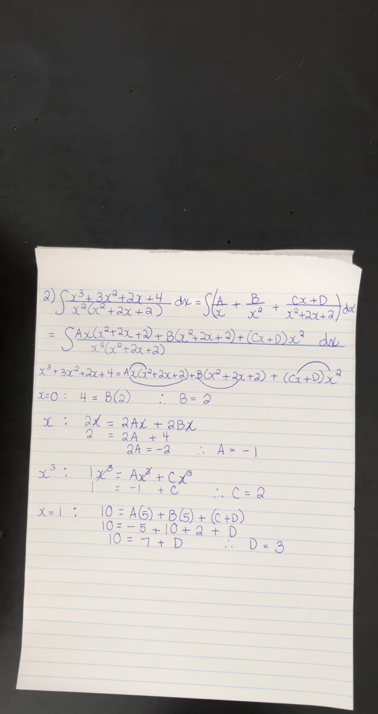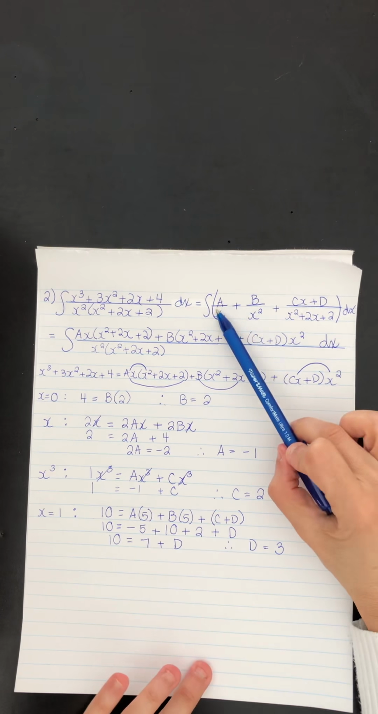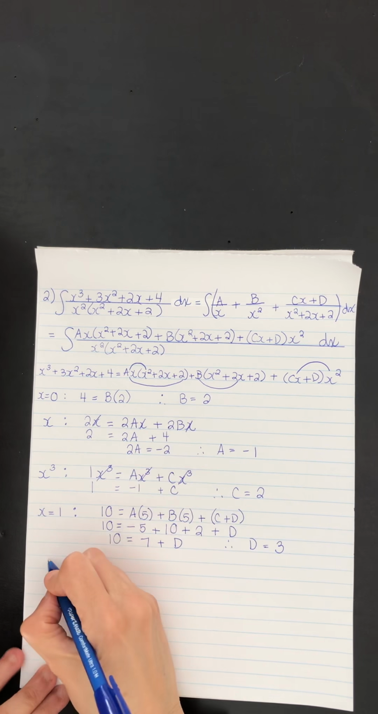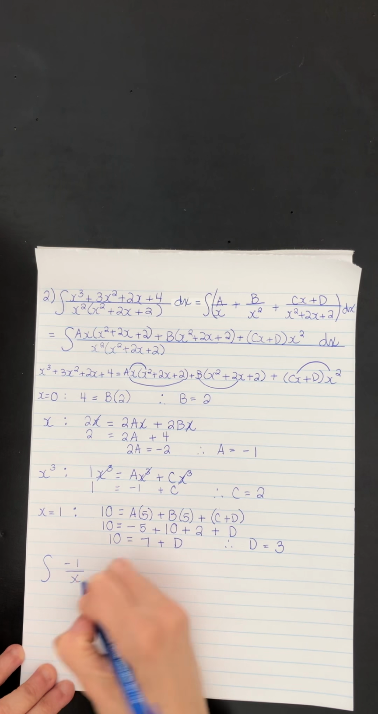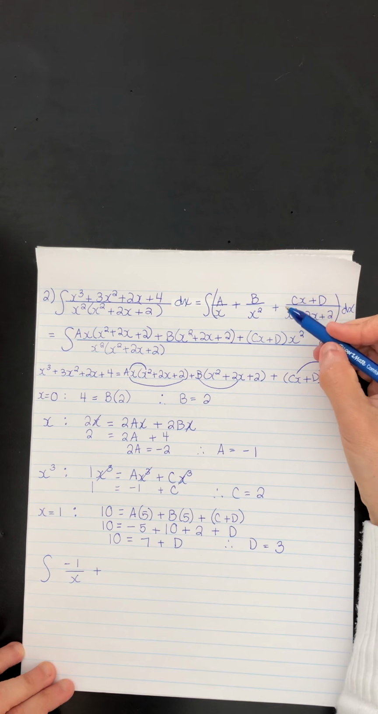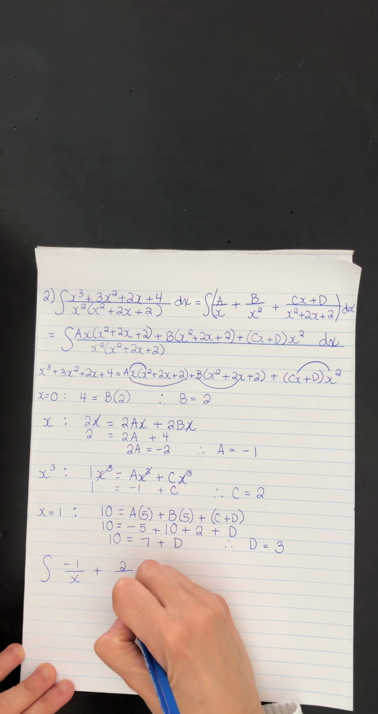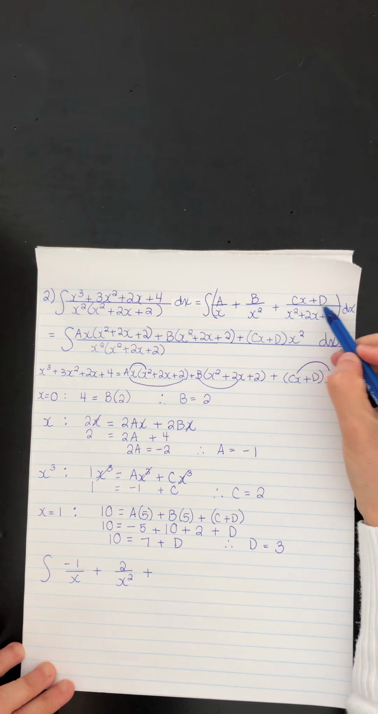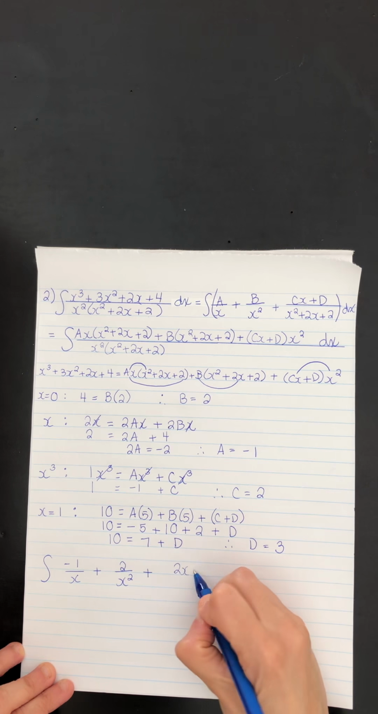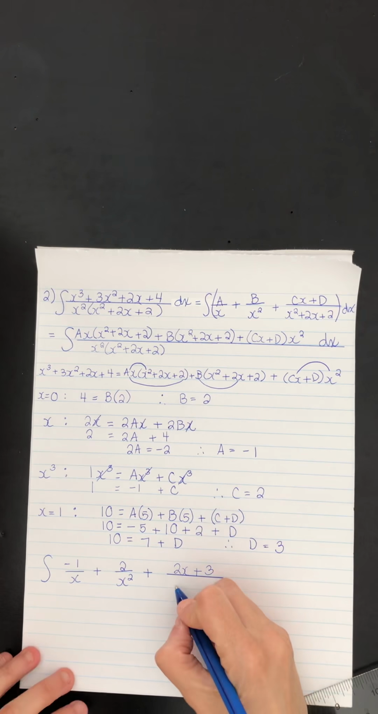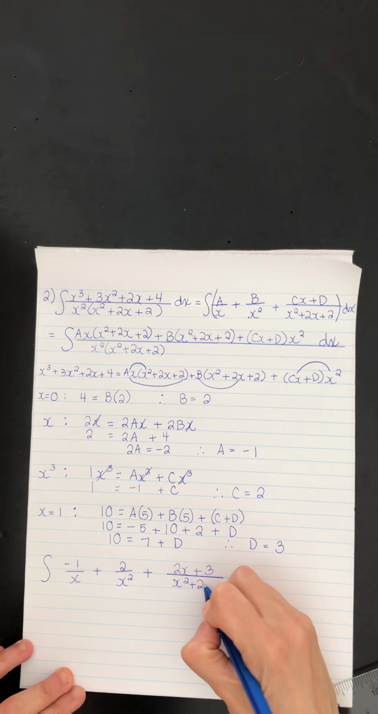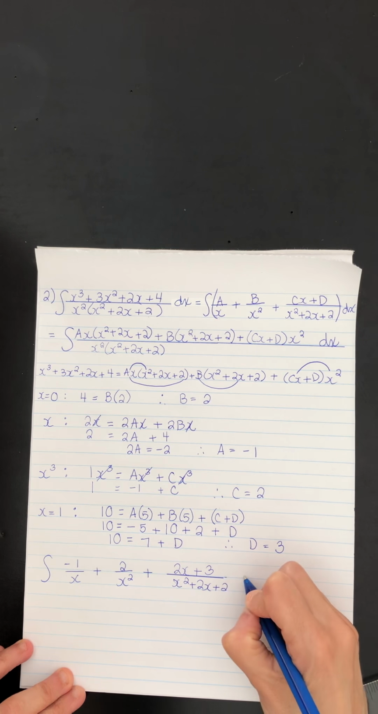Okay, so that was quite a lot of work in order to figure out those values. And now we're going to substitute those throughout. Okay, so back to our partial fractions. This becomes negative 1 over x plus 2 over x squared plus, now it's cx plus d, so 2x plus 3 over top of this non-factorable trinomial.